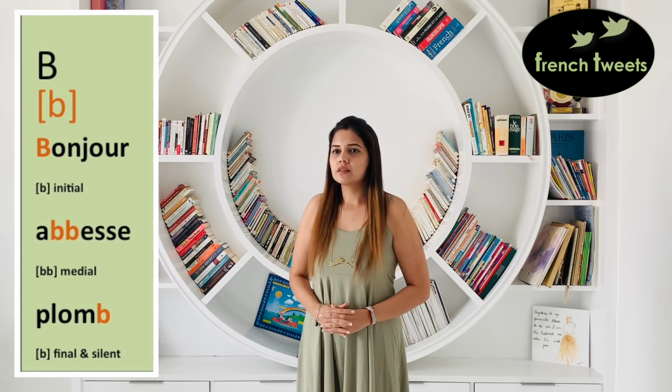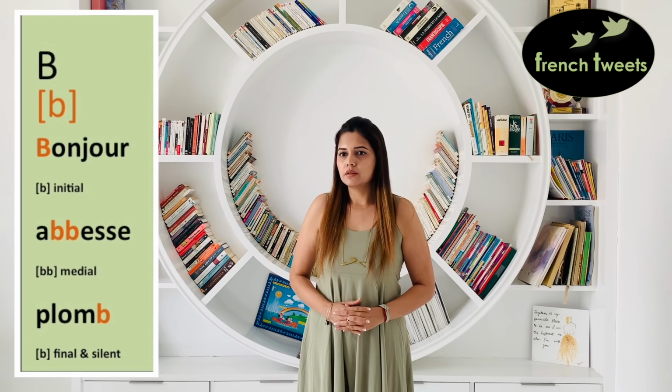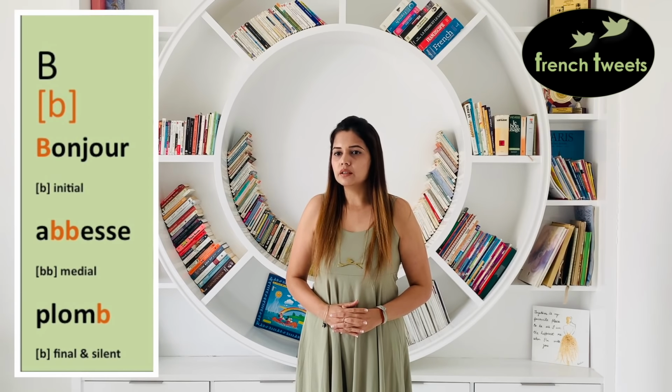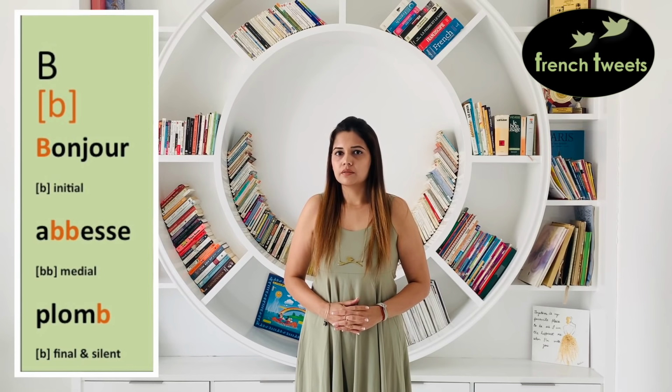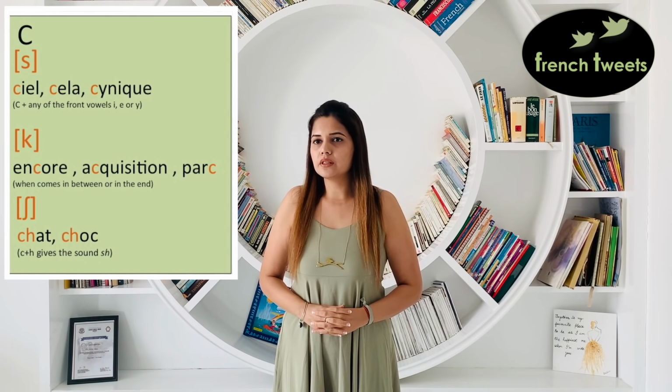Now examples: bonjour. Here, B is initial, that is, the consonant is placed before. Abaisse, B medial. Plomb. Here, B is silent. As I told you, often consonants placed at the end are silent. L'alphabet C. C gives us three different sounds as per its placement and combination.